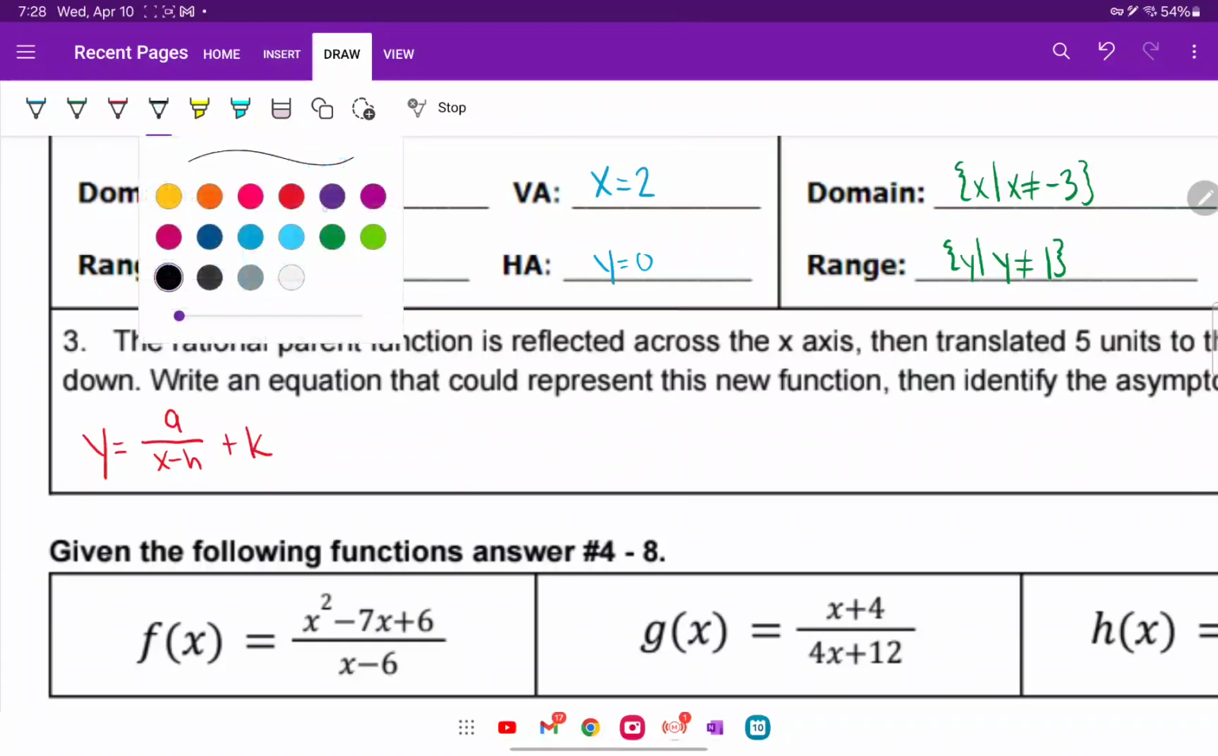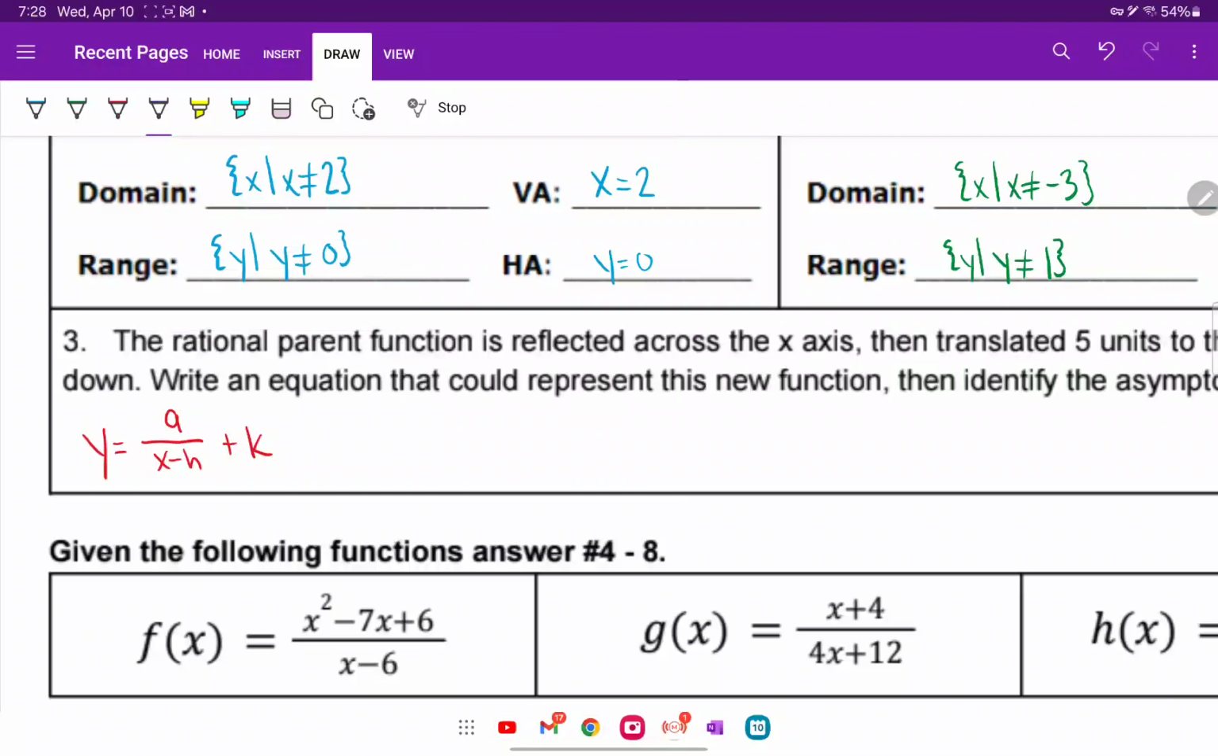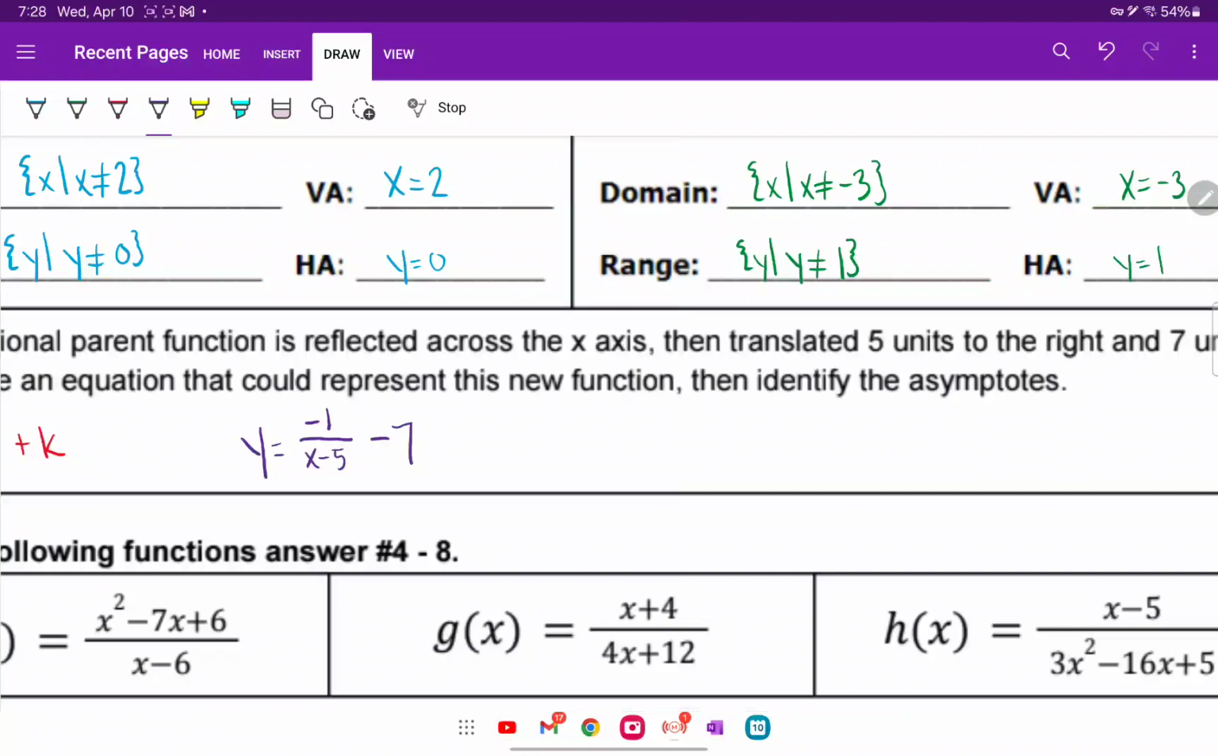And so for this one, let's go ahead and use that color. So first it is reflected across the x-axis. So the easiest one I'm going to do is make a the value negative 1. And then it says it's translated 5 units to the right, which would be x minus 5. And then 7 units down, which would be minus 7. So there is my equation that represents this new function. Then identify the asymptotes. So x minus 5, so for our vertical asymptote, x is equal to positive 5. And for my horizontal asymptote, k is negative 7, so y is equal to negative 7.